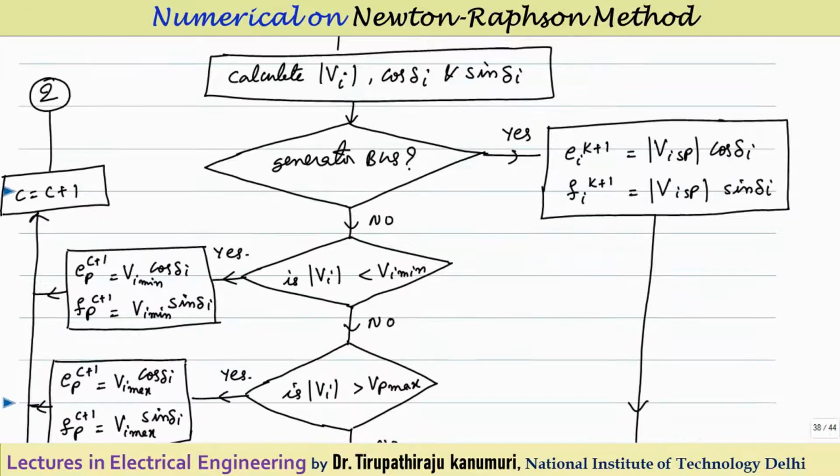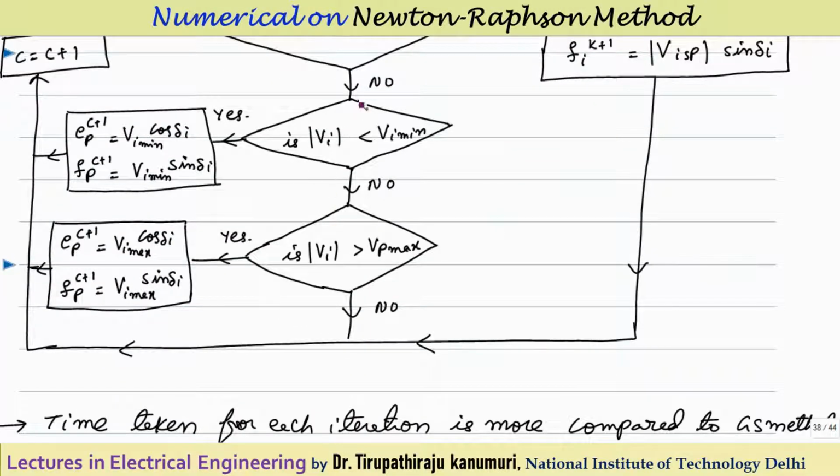Let us assume it is not a generator bus, that means it is a load bus. In the case of a load bus, generally there will be a limit of the voltage, that means the lower and upper limit will be mentioned. If it is within those limits, there is no issue, we can proceed. If it is violating the respective limits, then the magnitude will be replaced by the respective limit which it is violating. Let us assume the value of the voltage calculated is less than Vi minimum, then we will replace the magnitude by Vi minimum. But delta will remain the same, that means cos delta and sin delta will remain the same. Similarly, if it is violating the upper limit, then it will be replaced.